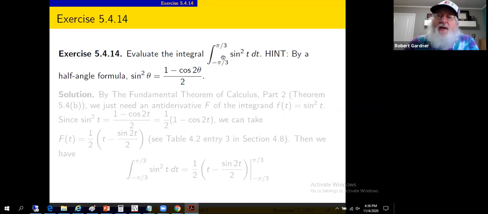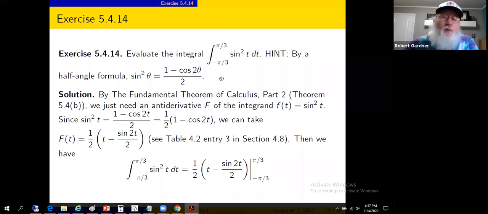Evaluate the integral from -π/3 to π/3 of sine squared t. You know how to anti-differentiate sine squared? We had a table of antiderivatives, and I don't think that was in the table, but they've given us a hint. By the half angle formula, sine squared theta is (1 minus cosine 2 theta) over 2. Half angle formula from trig or pre-calculus. All right, good thing they gave us that, because I don't know how to anti-differentiate sine squared without making this substitution.